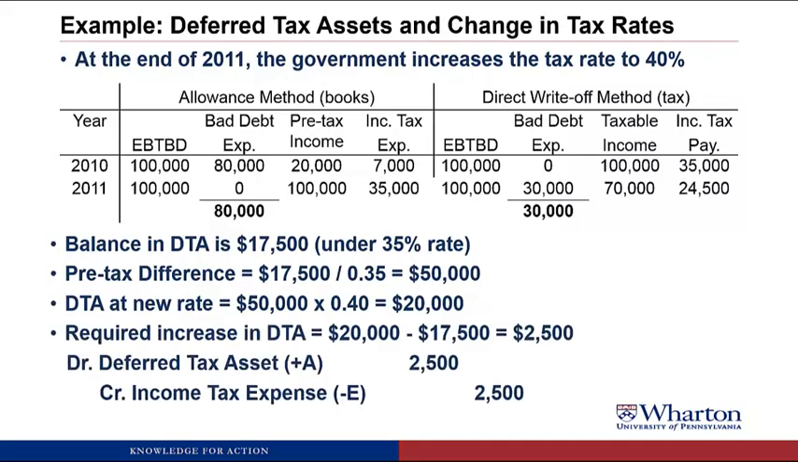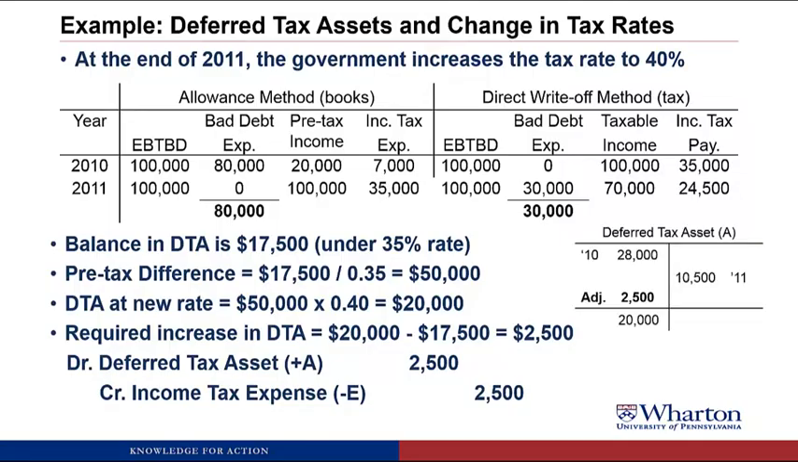How do we get it there? Well, $20,000 minus the old balance of $17,500 is $2,500. So we need to debit deferred tax asset by $2,500. That debit will get the balance to where we need it to be. And then to balance this, we credit income tax expense, $2,500. We reduce the income tax expense. And in doing so, we've now got the deferred tax asset balance to represent the value of those future tax savings at 40%. And to do that, we showed a one-time negative expense.